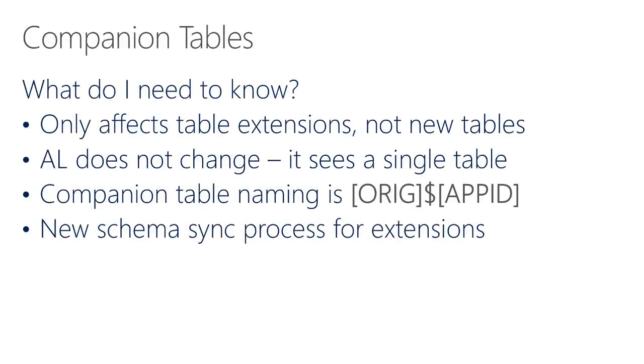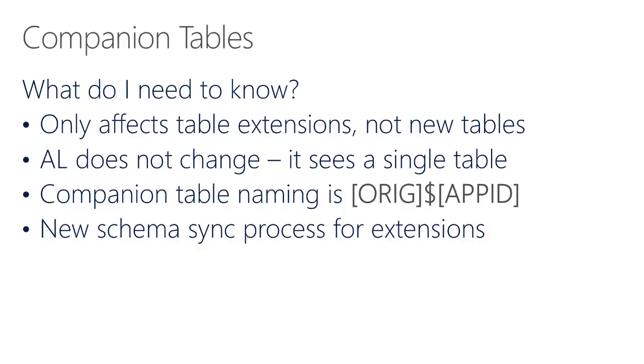What do you need to know? This only affects table extensions, not new tables. So with new tables, when you give it the name book, it'll create a table called book. If you create a table extension for the book extension, what happens is AL doesn't change. It stays a single table.